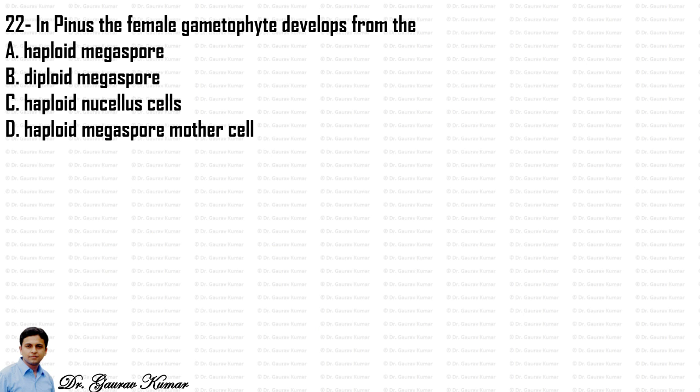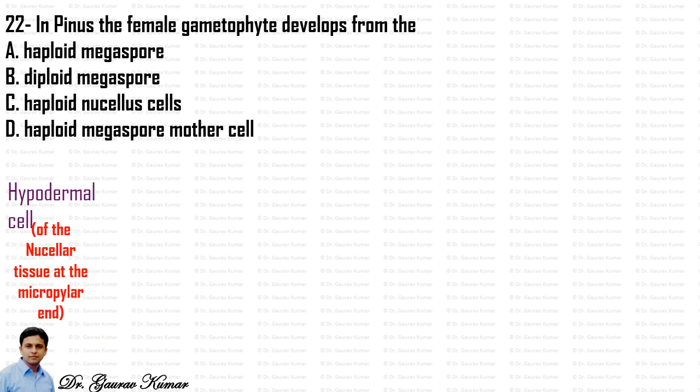Now coming to the next question. In Pinus, the female gametophyte develops from. So let's see the path of female gametophyte development in Pinus. A single hypodermal cell of the nucellar tissue at the micropylar end gets converted into an archesporial cell.